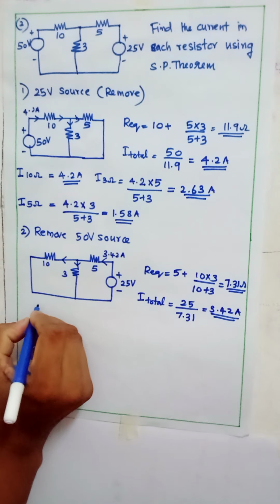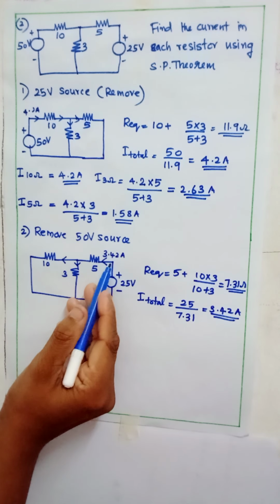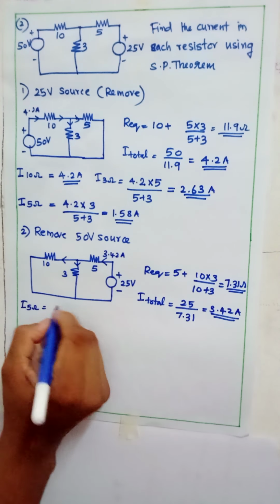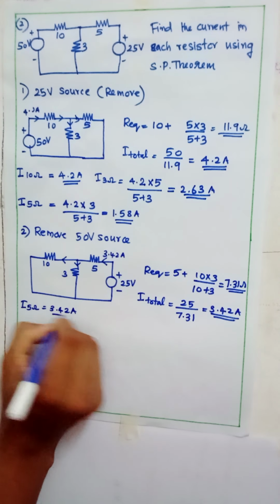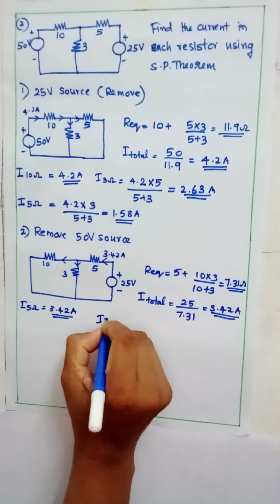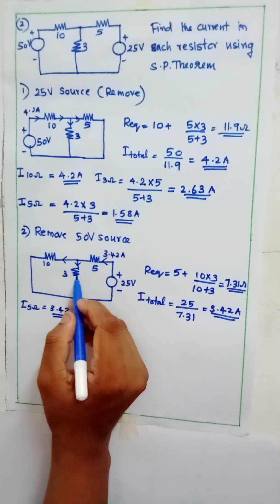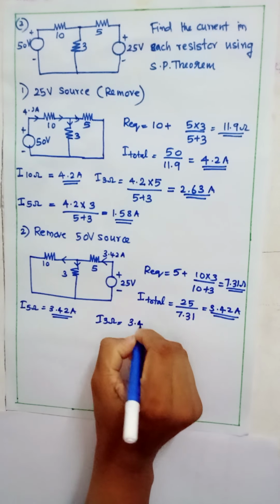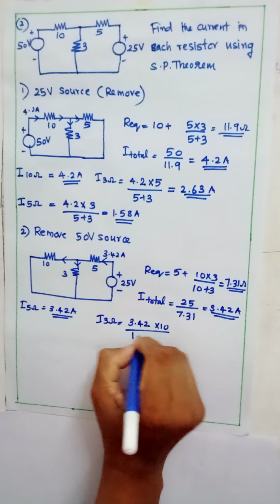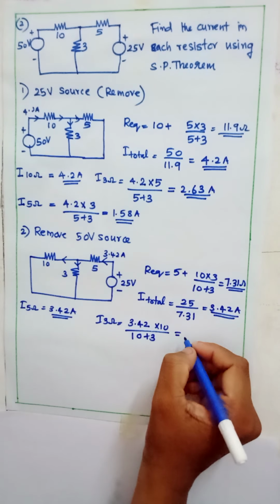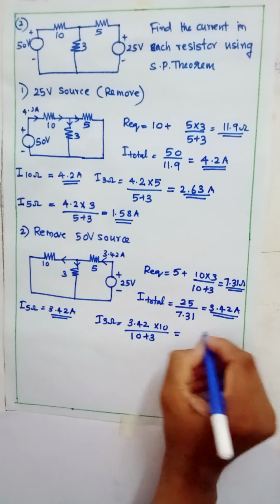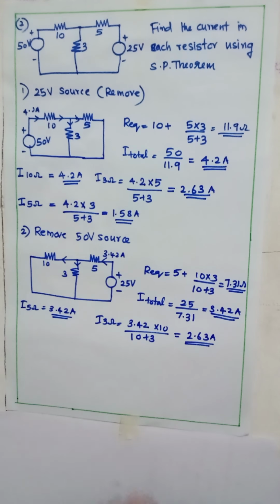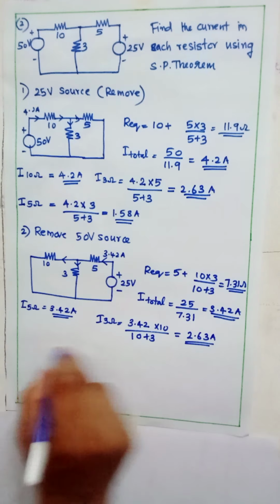And now we can see that the total current flows through 5 ohm resistor. So current through 5 ohm resistor is 3.42 ampere. And current flowing through 3 ohm resistor, here we have to apply current divider rule. That means total current into resistance of the next branch divided by total resistance. That's equal to, current through 3 ohm resistor is equal to 2.63 ampere. Then current through 10 ohm resistor.